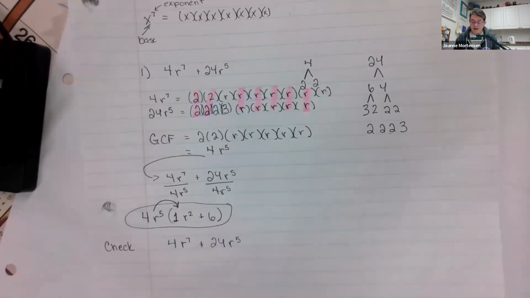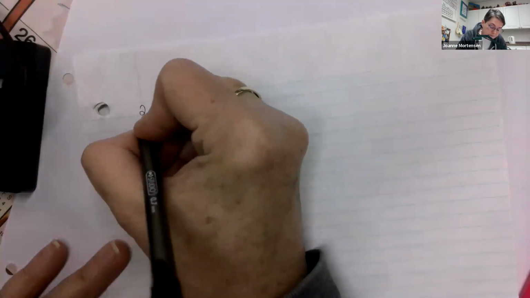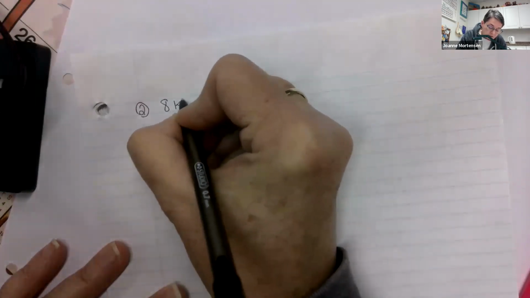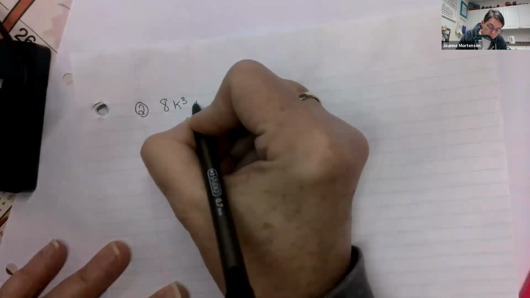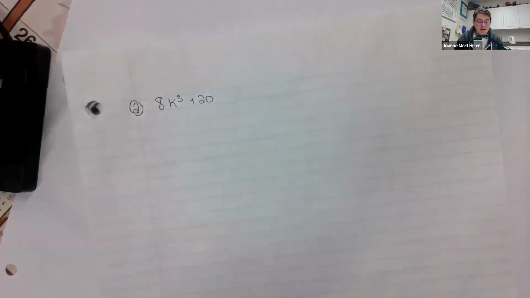All right, we're going to try another one. Let's see if I can make it look prettier. There we go. So this is number 2, which is 8K3 plus 20. So I'm going to try, let's make everything look prettier.